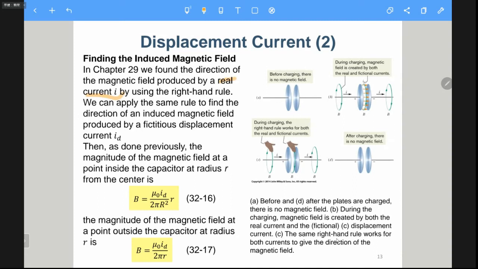The only difference is that in chapter 29, it is about the practical current, the conventional current. But here, we assume it is displacement current, and then use the same thing. In chapter 29, we use the integral of B dot ds equals mu naught I enclosed. Here, we use the integral of B dot ds equals mu naught times I_D enclosed. If we assume they are the same, we find that the magnetic fields generated by these two types of current are the same.